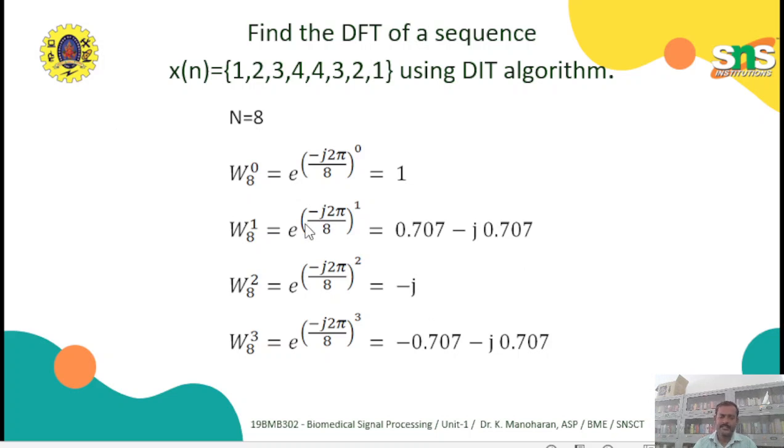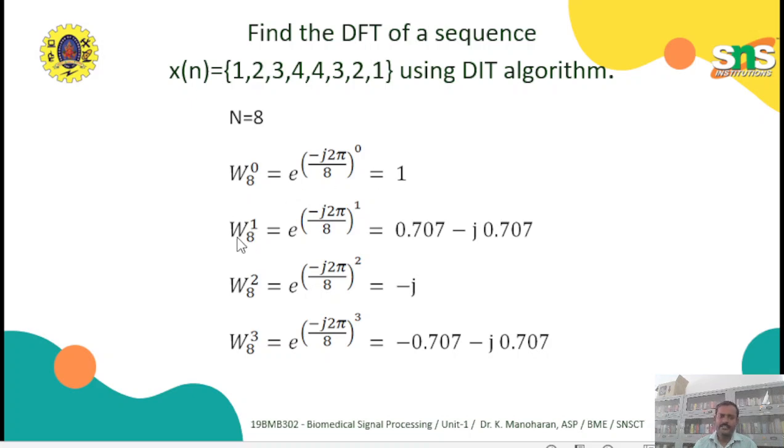First we take W8^0. This is e power minus j 2 pi by 8 into nk. Here nk will be equal to 0. So 0 into anything will be 0, and the final answer will be e power 0, which is equal to 1.